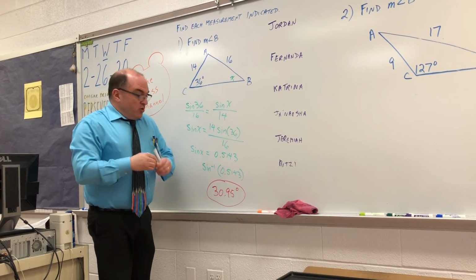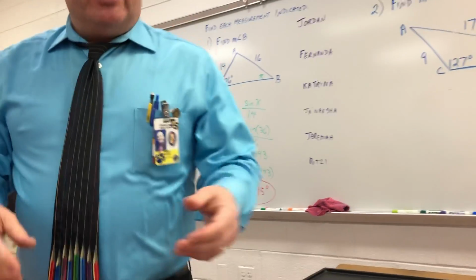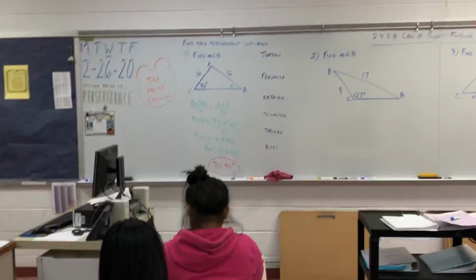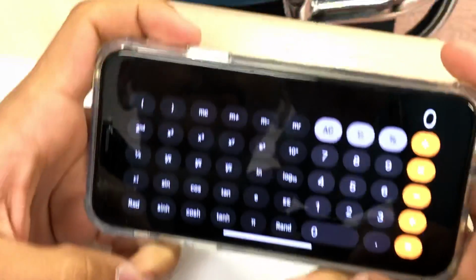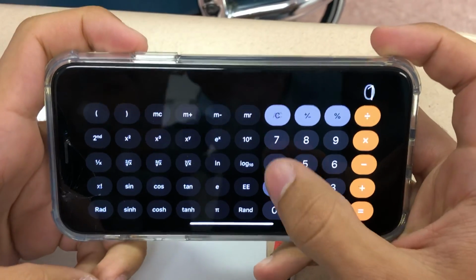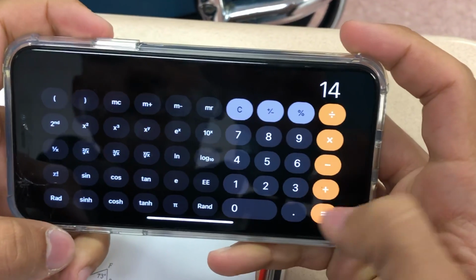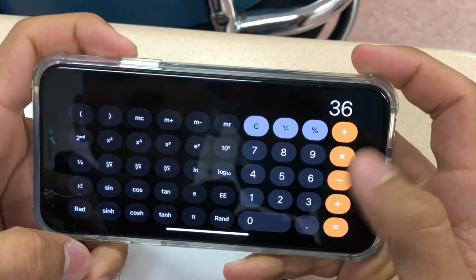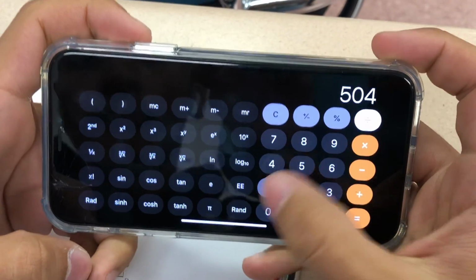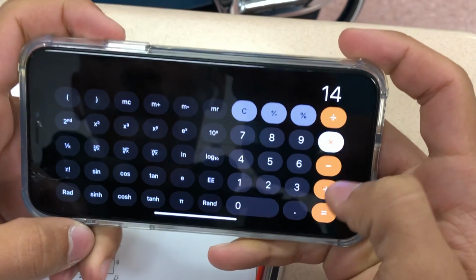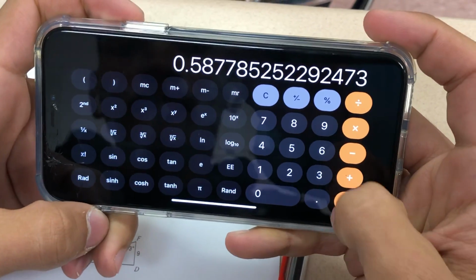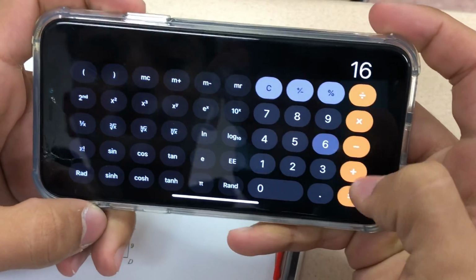Now, I'm going to show you the button pushes on all the different types of calculators for this. We're going to start with Jordan's calculator. Okay, Jordan, turn it sideways, please. We're going to use what we just used here: sine 36 over 16 equals sine x over 14. What do the button pushes look like? You're going to do 14 times 36 equals, divided by 16 equals, something's not right. Press clear, please. All right, we're going to do 14 times 36 sine equals, divided by 16 equals, okay?